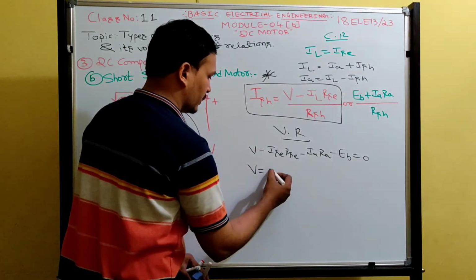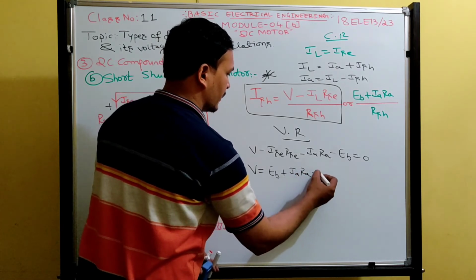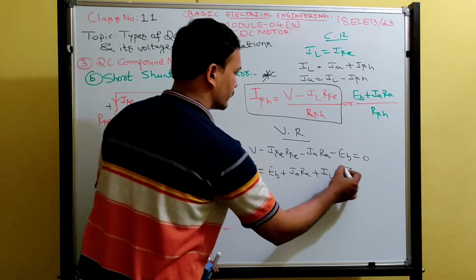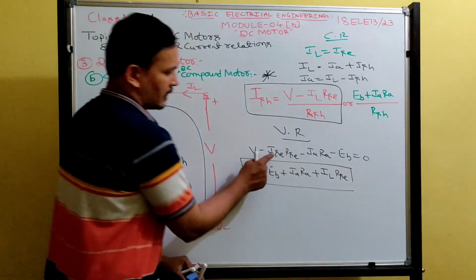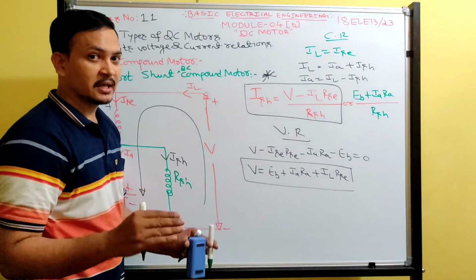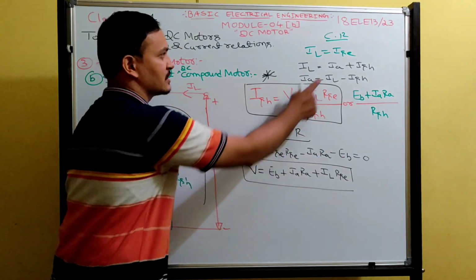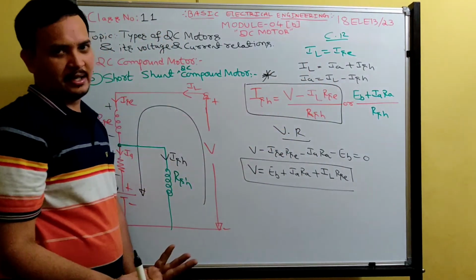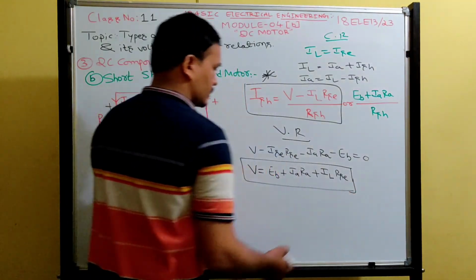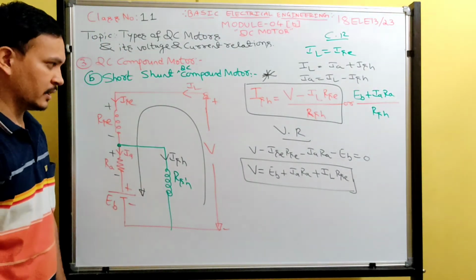That is the one important observation you should make. Now V is equal to, take all this to right hand side. Eb plus IaRa plus Isc Rsc. If I take this right hand side, it becomes plus Isc Rsc. But I wrote IL Rsc. Why? What is Isc equal to? IL. So that's why I wrote IL Rsc. Okay, got it? See, now this is the voltage relation of short shunt compound motor.